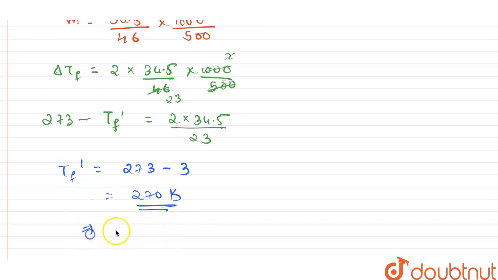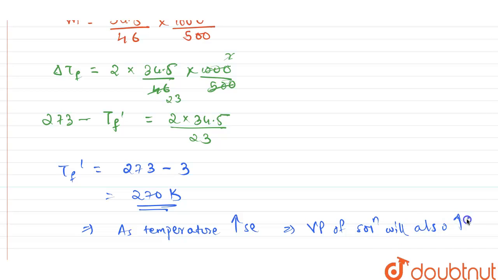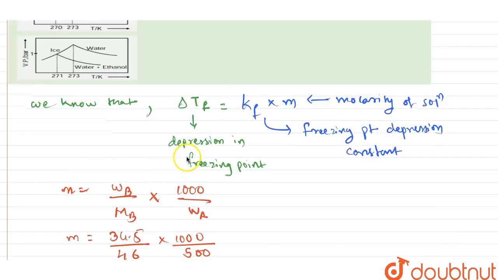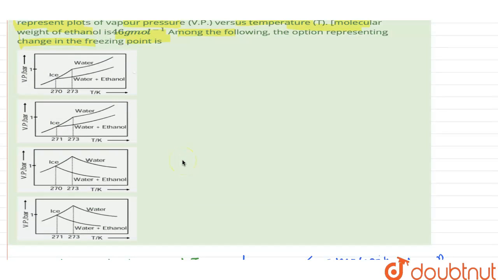So we know that as temperature increases, the vapor pressure of the solution will also increase, correct? So we'll have to select the graph in which the temperature is starting from 270 to 273 and the vapor pressure is increasing with temperature. So if I see the option number first itself, in this the temperature is starting from 270 Kelvin to 273 Kelvin, in which the vapor pressure is increasing with temperature. So this will be the correct answer.